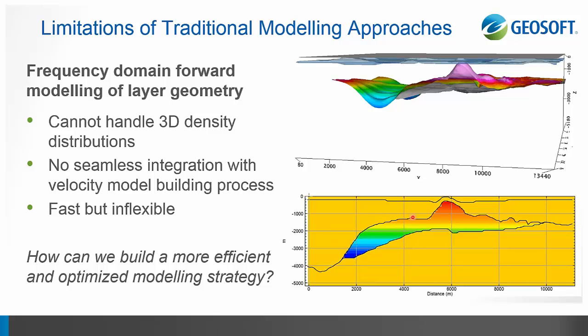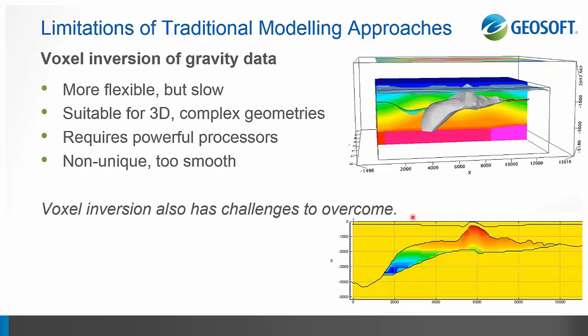So how can we build a more efficient and optimized modeling strategy? Well, we can introduce voxel-based modeling. But voxel inversion also has challenges to overcome. So let's start looking at the pluses. First of all, it is more flexible. We can assimilate complex geometry and 3D density distribution into the model, like you can see here. And this is highly appropriate for the subsalt problem.